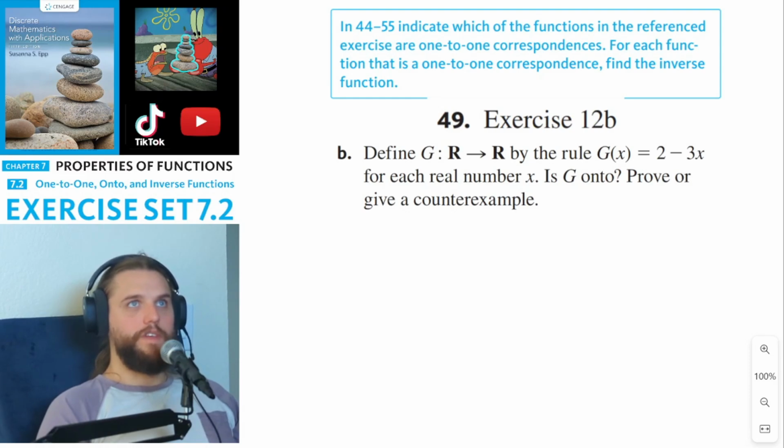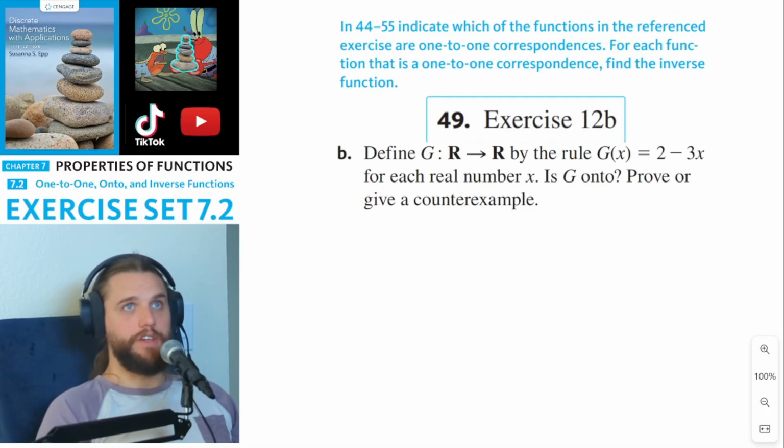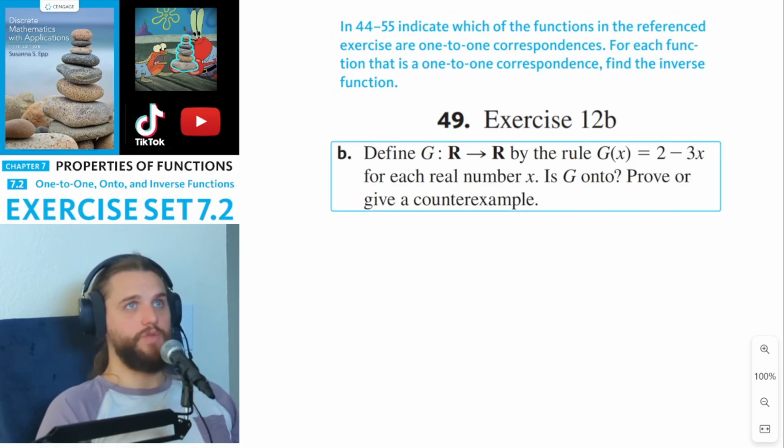In 44 through 55, indicate which of the functions in the referenced exercises are one-to-one correspondences. For each function that is a one-to-one correspondence, find the inverse function. So 49 is exercise 12b, and here I have exercise 12b.